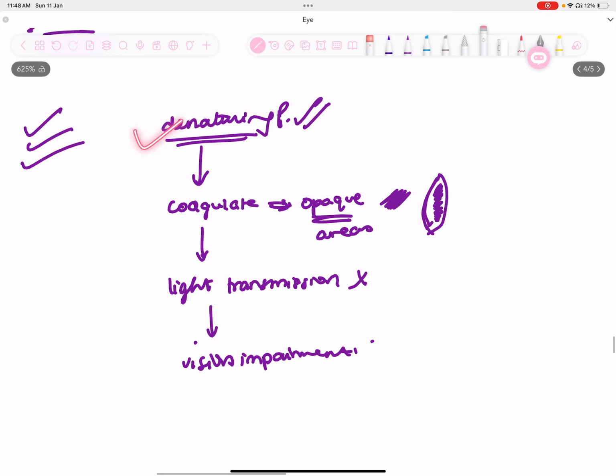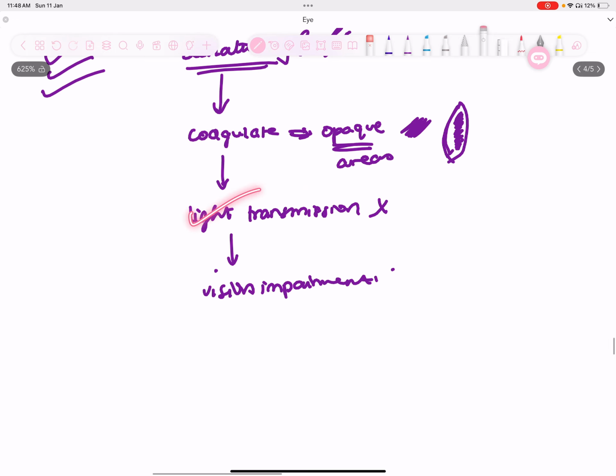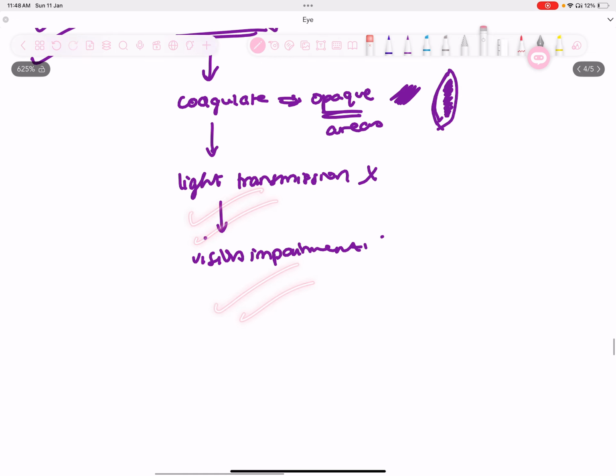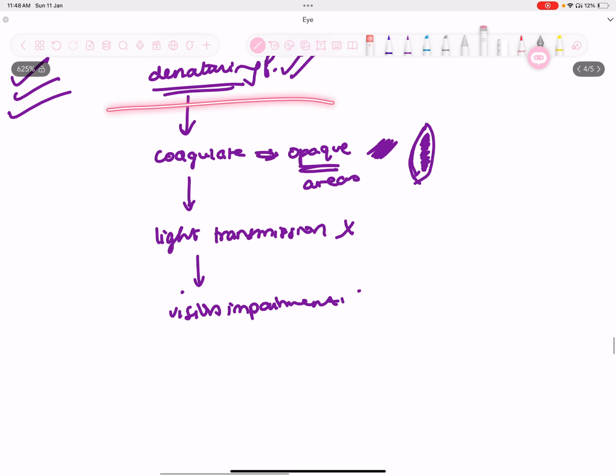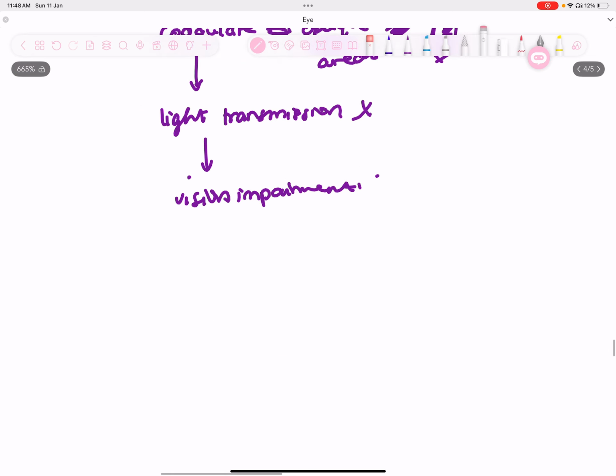So what are the four steps? First of all, denaturing of the proteins, then coagulation of those proteins to form opaque areas. There'll be impaired light transmission, and that will lead to vision impairment. So these are the four steps: denaturation of protein, coagulation to form opaque areas, then insufficient light transmission, and that will lead to vision impairment.